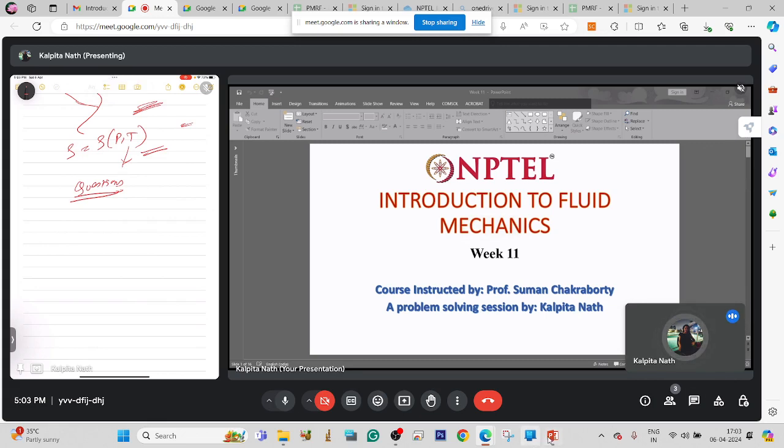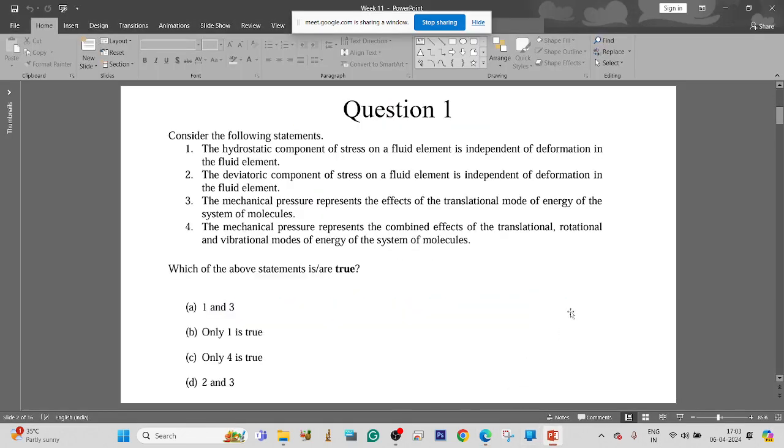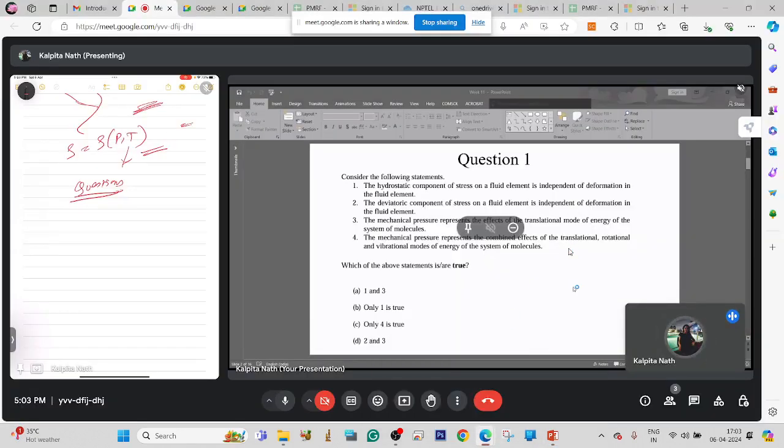Okay, let me move to the first question. Consider the following statements. The hydrostatic component of stress on a fluid element is independent of deformation in the fluid element. The deviatoric component of stress on a fluid element is independent of deformation in the fluid element. The mechanical pressure represents the effects of translational motion of energy of the system of molecules. And the mechanical pressure represents the combined effect of translational, rotational, and vibrational modes of energy of the system of molecules. Which of the above statements is or are true? I'll give you 1 minute to solve this.